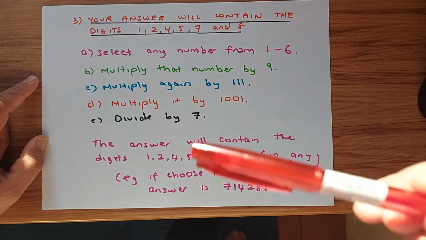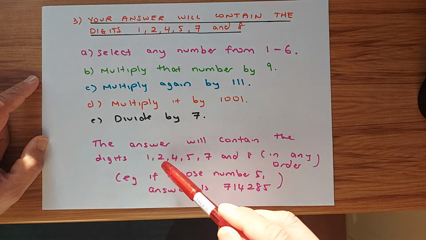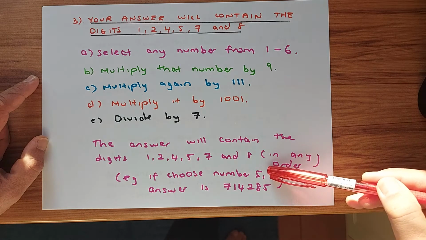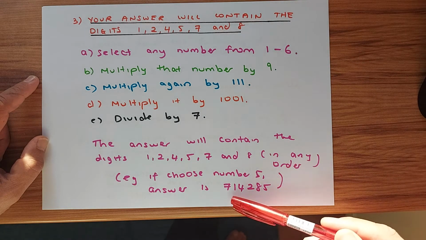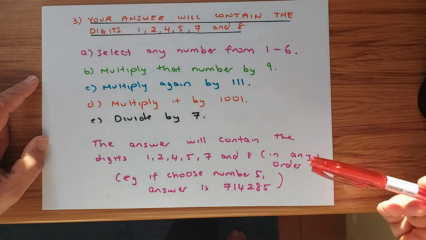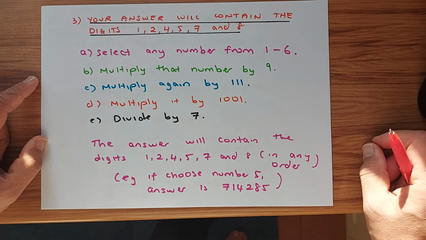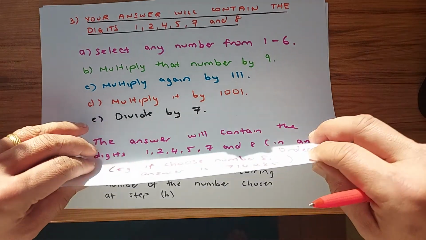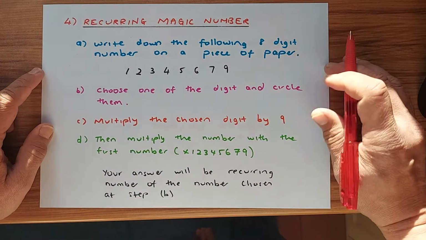Put in your answer, and your answer will contain the following digits: 1, 2, 4, 5, 7, and 8. It could be in any order. If I use 5, the number came out to 7, 1, 4, 2, 8, 5. So it has 1, 2, 4, 5, 7, 8. So try any number from 1 to 6 and see whether it works. And that is the amazing trick number 3. Now we're looking at amazing trick number 4.